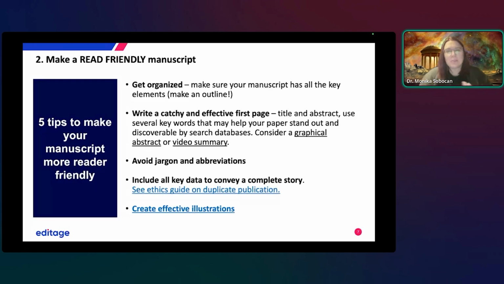Let's say the medical field is quite a big field. At the same time, when you are serving it, sometimes you will not be just serving the subspecialized physicians, but will also be serving a more general group of researchers. Therefore, it is so important to avoid the jargon and abbreviations as much as possible in manuscripts in order to maintain a good readability, and also include all key data to convey a complete story.